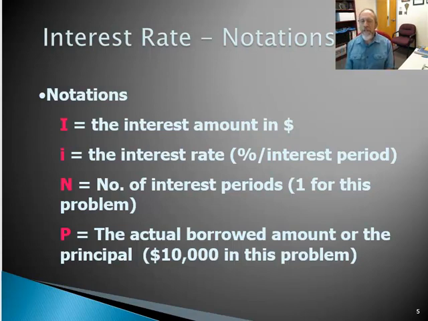N being the number of interest periods. This last problem was 1 year, so your interest period was 1 year, and it was easy. But N doesn't have to be 1 year. And P is how much did you borrow? And again, we're going to also look at this as borrowing and investment. Pretty straightforward stuff. Shouldn't have any trouble with that. But just remember, big I, little i, N, and P.